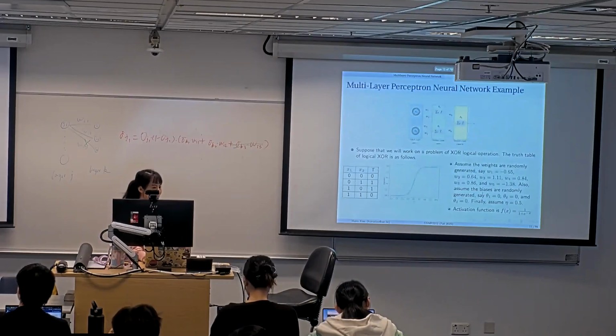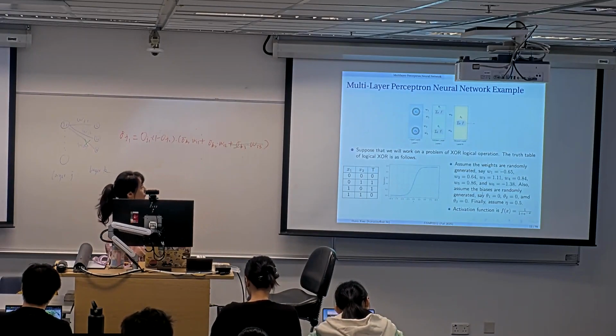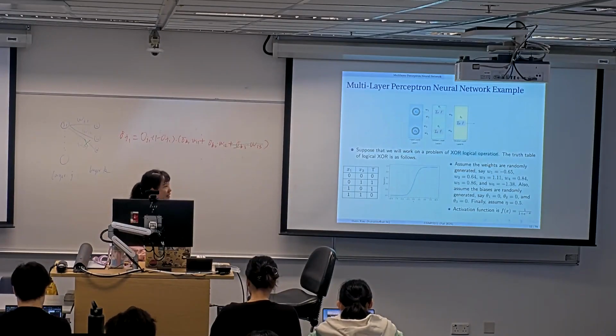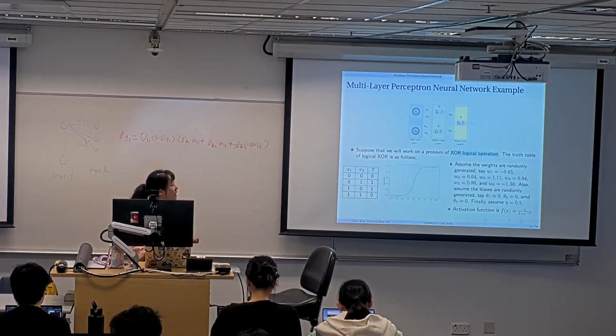Then let's try to solve a practical problem using all of these formulas. Previously, we found that an artificial neuron cannot classify or represent the exclusive OR, the XOR logic operation. Let's see whether we can do that after we have an MLP. We know the truth table of logic XOR is like this, right? Only if X1 and X2 are different, the target is 1.